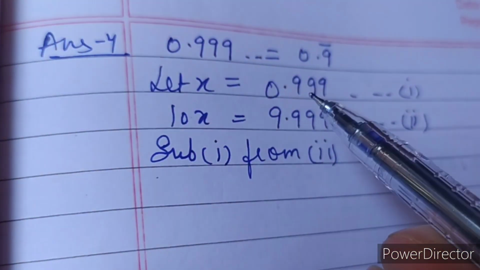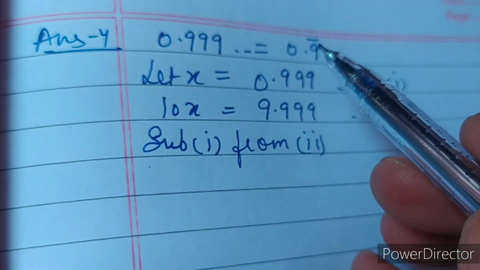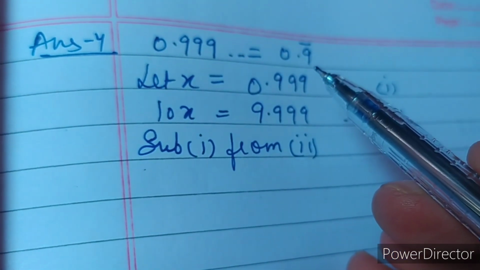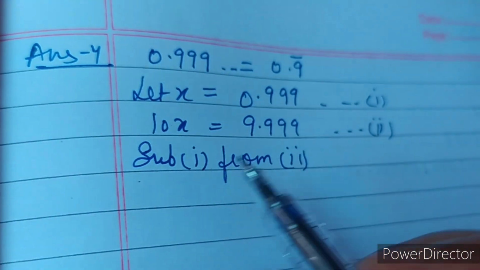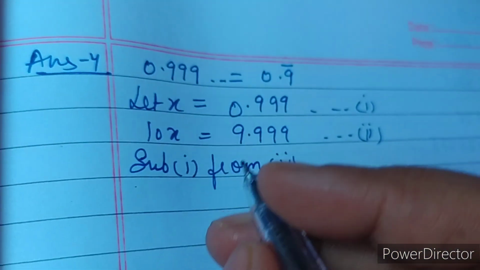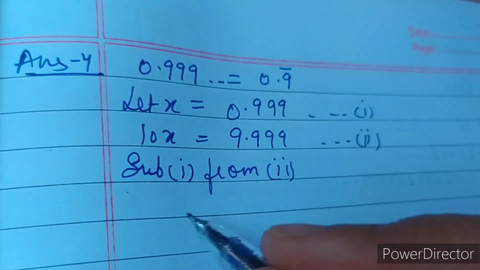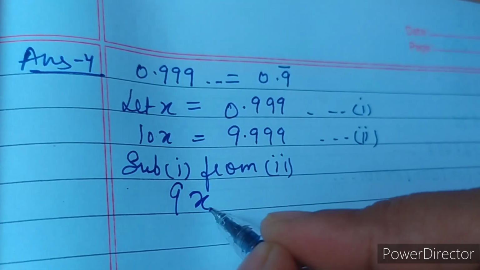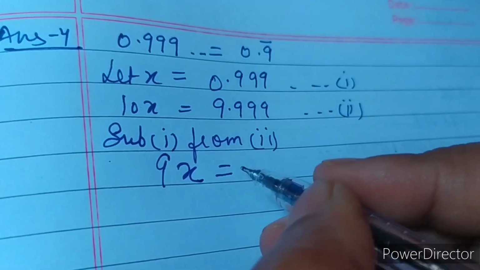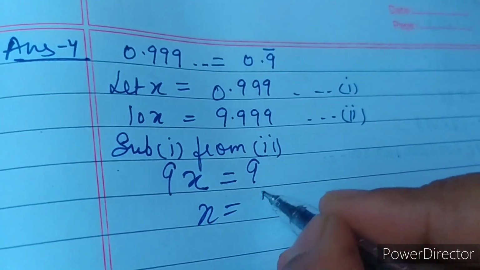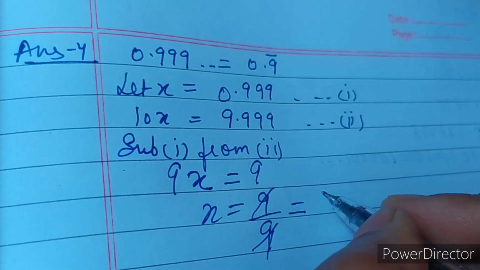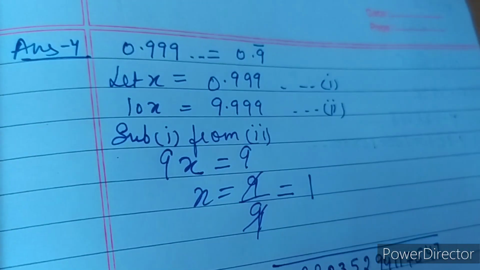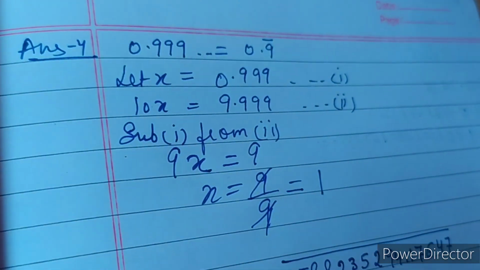0.999 has been given in your question, and that means 0.9 bar, that is again a non-terminating repeating decimal. So I have considered it as x = 0.999 and multiplied by 10 on both sides. Subtracting 1 from 2, you will get 10x minus x, which is equal to 9x, equal to 9. That will be x is equal to 9 by 9, which will be equal to 1. So in a similar manner, you can find the value of x here.